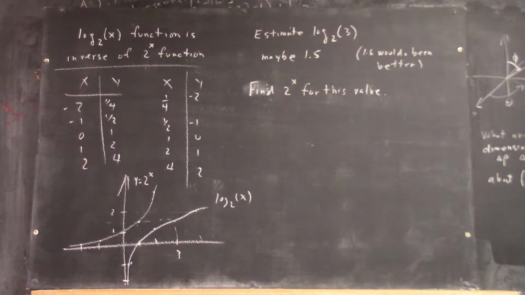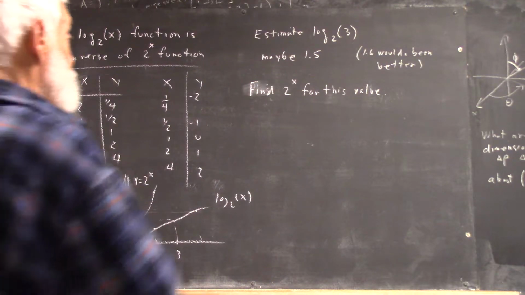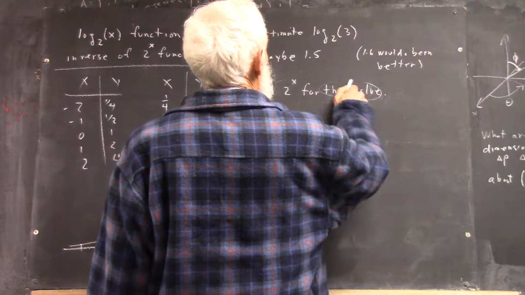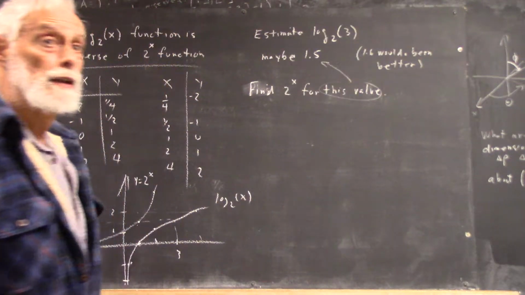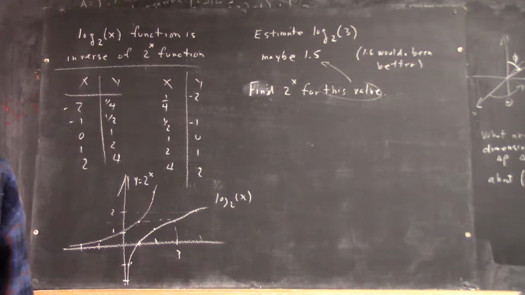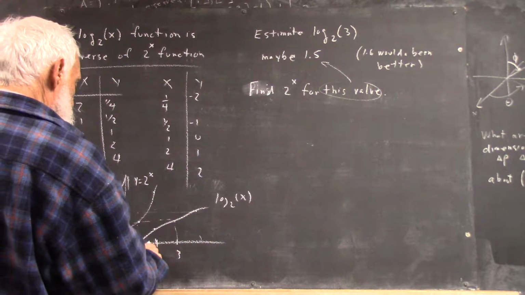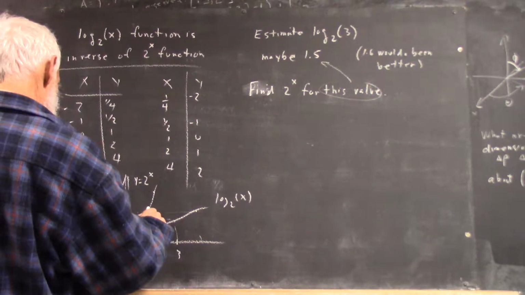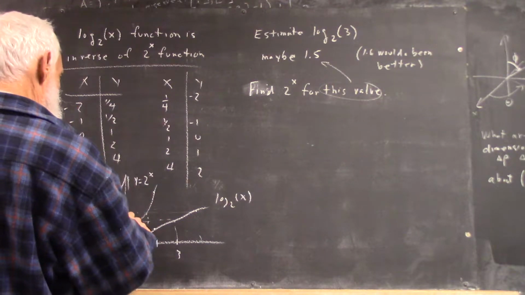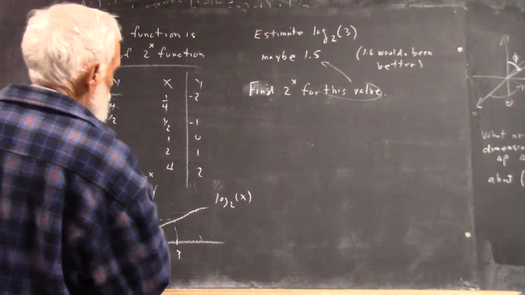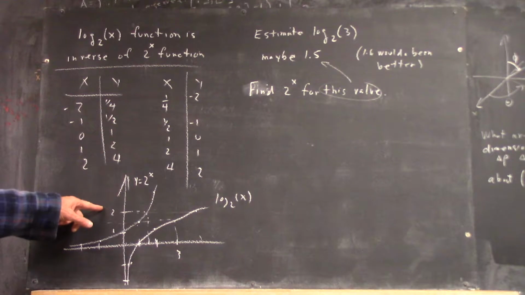Let's find 2 to the x for this value, right? What does that mean? Well, by this value, I mean the value that we just got. Well, okay, here's 1, here's 2, here's 1.5. We project up here, and it looks like, according to this badly drawn graph, we get 2, right?